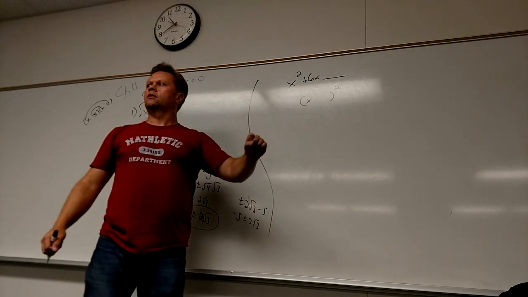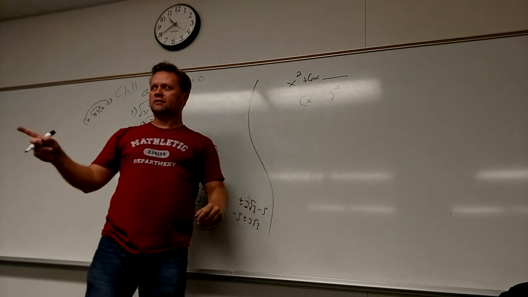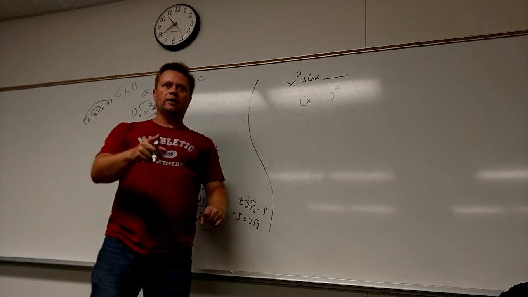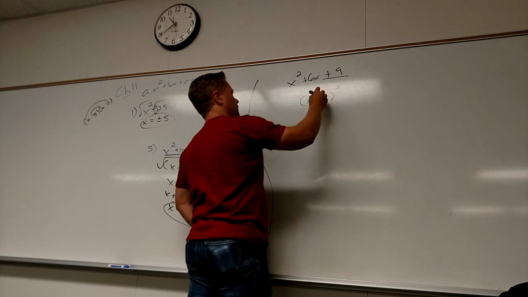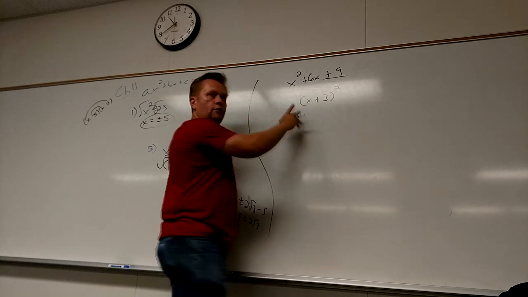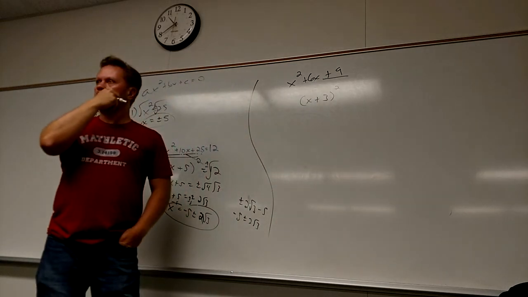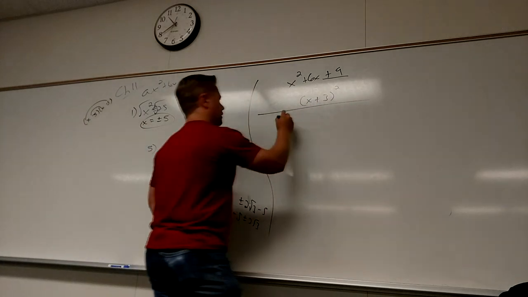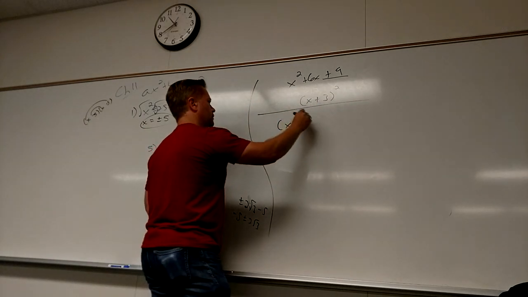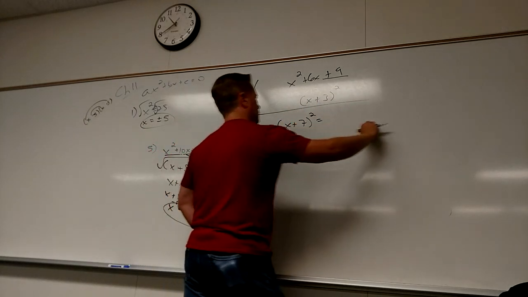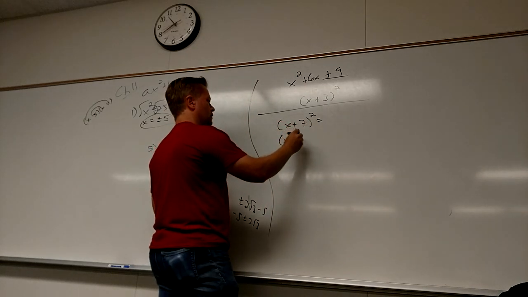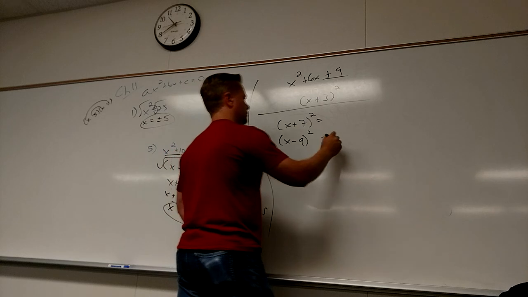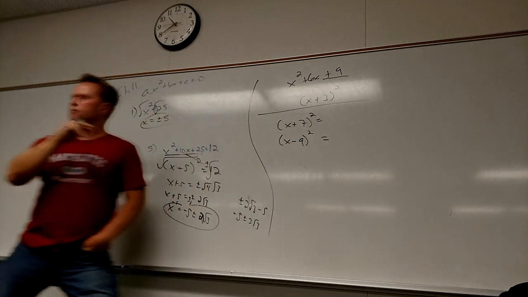9. Why 9? Half of 6 is 3, squared is 9. And now it would factor like that, wouldn't it? In fact, here, you guys do this. Figure out what x plus 7 squared is. Figure out what x minus 9 squared is. Take a minute and do that real quick.